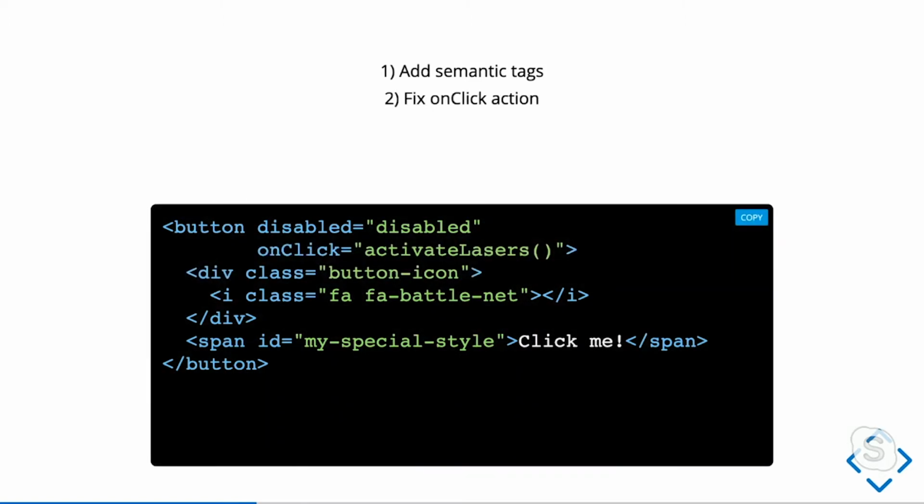Then the next one, we will fix the action. We will move it to the button, so it's not attached just to the icon. If we don't do this, then it's just an empty button without any text, because the action itself was attached to the wrapper around the icon without any content.